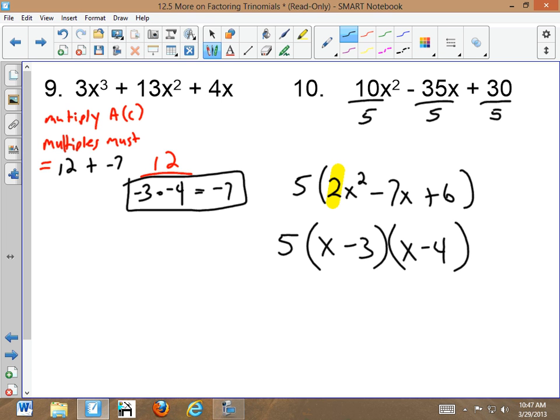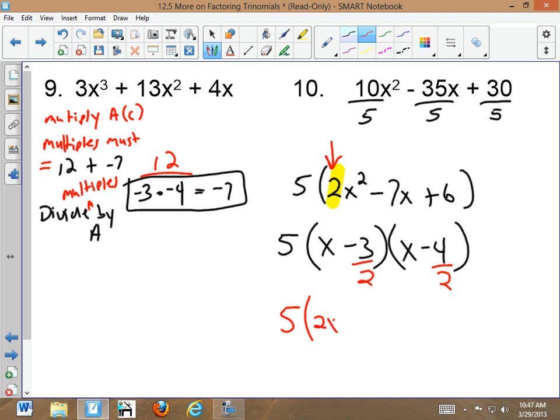Now the next thing I do is divide by a. Divide my multiples. Divide the multiples by a. So that means this gets divided by 2. I use this a right here after I factored. That gets divided by 2, that gets divided by 2. So my answer is 5 times 2x minus 3 times x minus 2.